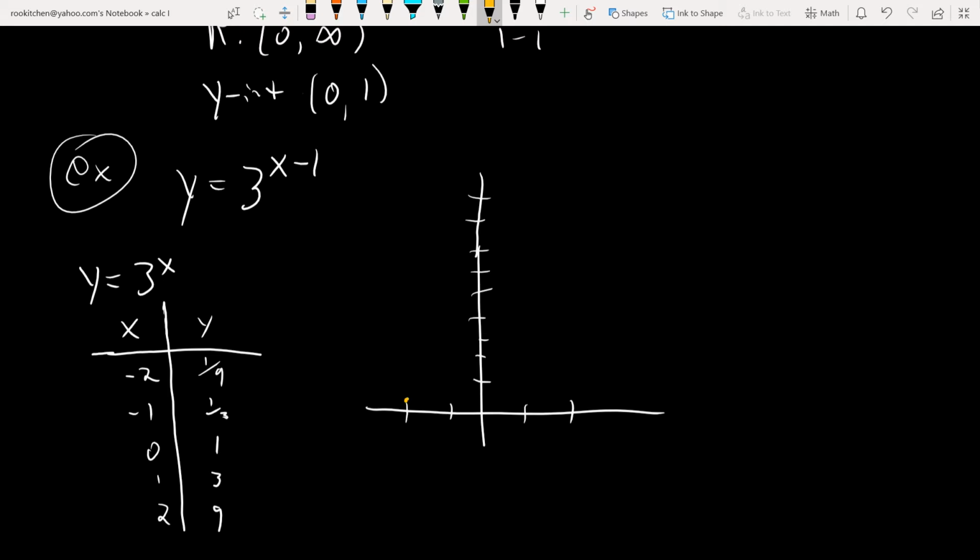So -2 is 1/9. -1 is getting a little higher. 0, 1. Oh man, really? Stupid button on this pen. That's the one drawback of the system I'm using. 1, 3, and then 2, 9. Connect the dots. There we go. Sort of. All right, so that's our first graph.